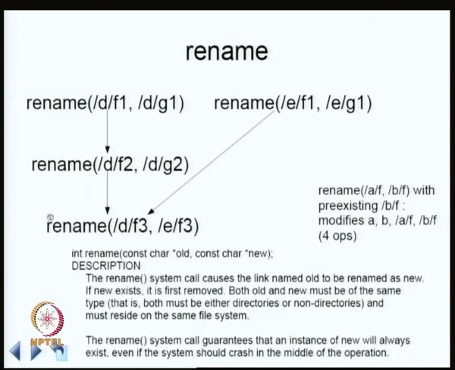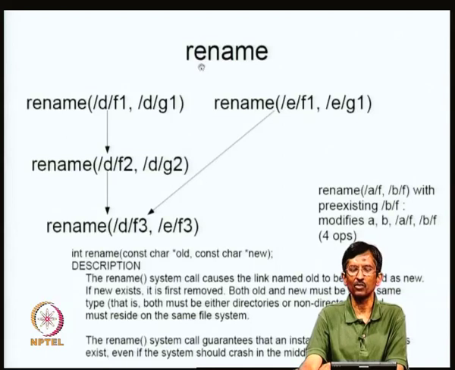Now let's quickly look at other possibilities. Suppose you have the notion of rename. Actually, rename is one of the most complex file system operations, and for example, the definition is here. You have a source and a destination, and if you look at the description carefully, it has lots of details.